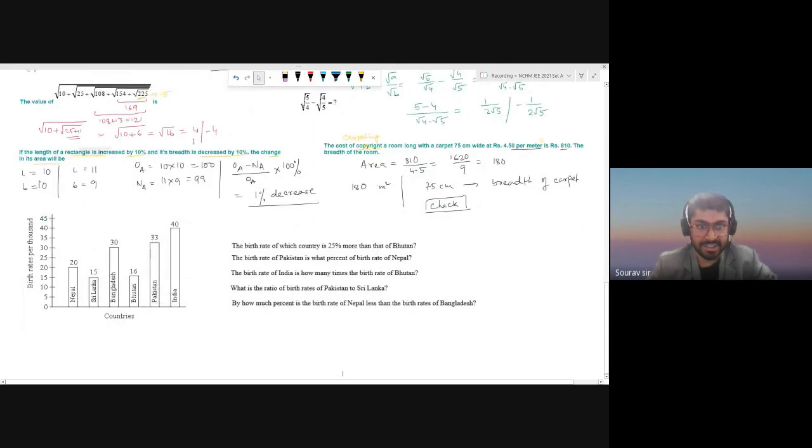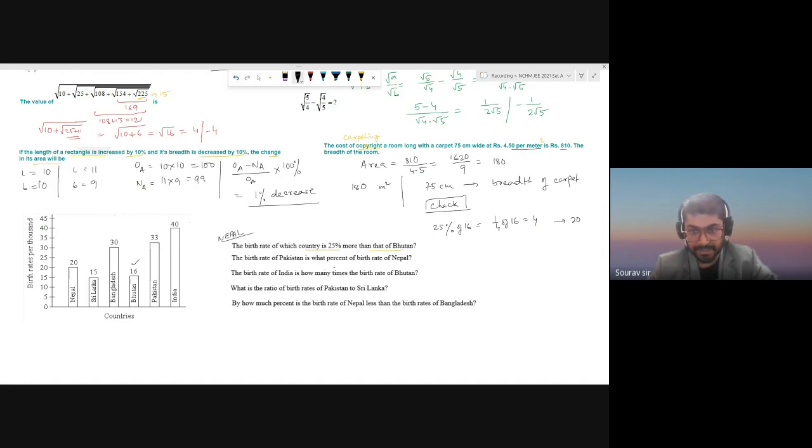So the next question says a graph is given with different birth rates, and we have to answer these questions associated with it. So the birth rate of which country is 25% more than that of Bhutan? Okay, so let's check Bhutan's birth rate. It's 16, right? So what's 25% of 16? 25% means 1/4. So it's 4. So which country has 4 more than Bhutan? So that will be 20. So Nepal. So the answer of this question is Nepal.